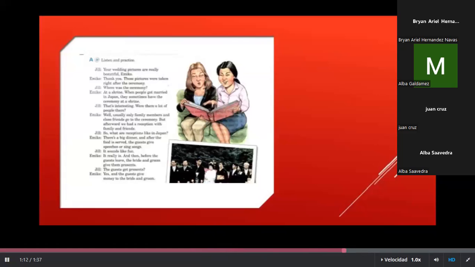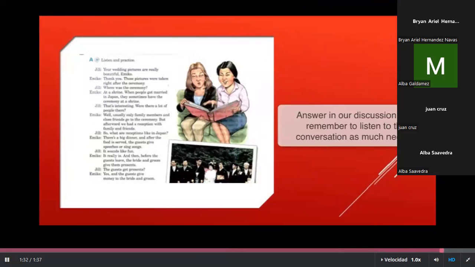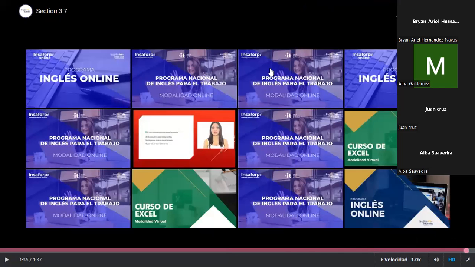Listen to the rest of the conversation. What did the bride and groom give each guest? I'm curious. What did you and your husband give everyone? Well, sugar is a symbol of happiness in Japan. So we gave each guest a ceramic box filled with sweets. What a nice custom. It sounds like it was a wonderful day. Oh, it really was.